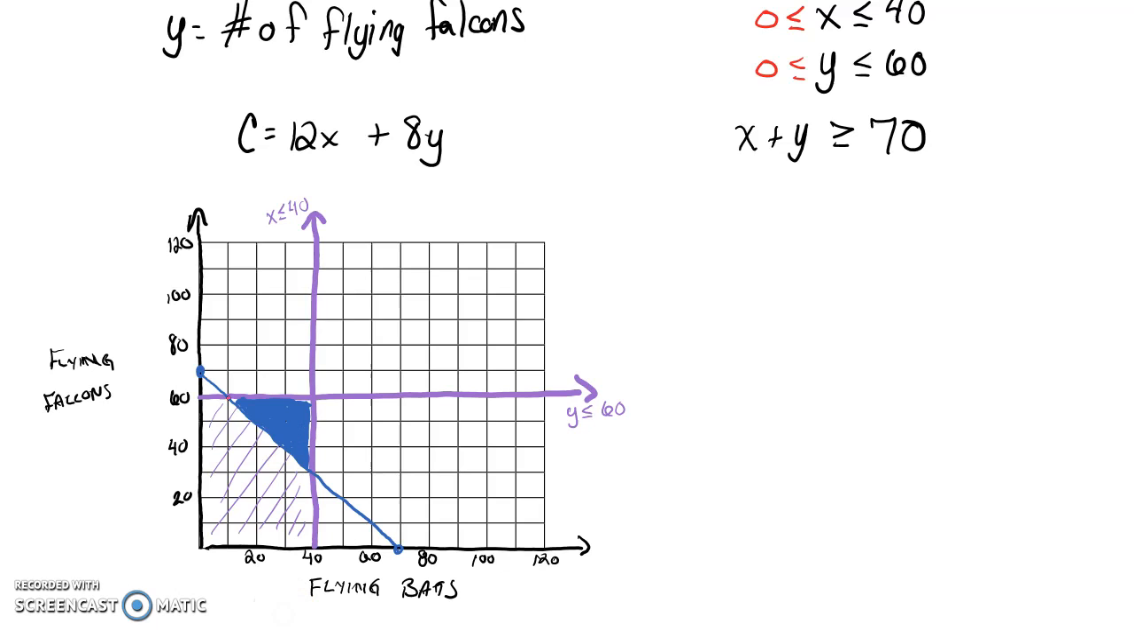I have 3 vertices, 1, 2, and 3. Those are the 3 vertices that I want to check. 10, 60. I want to check 40, 60. And I want to check 40, 30. Plug all 3 of those into your cost function.